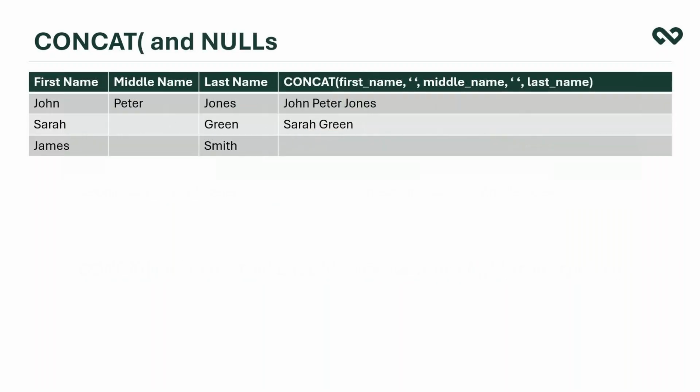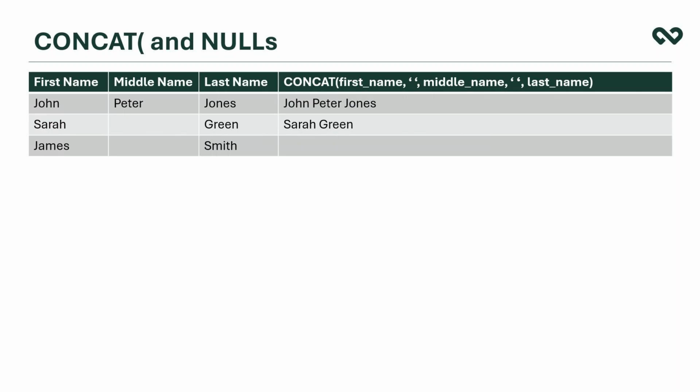There is something that you always need to watch out for when using that concat formula. On the screen, we have columns for people's first, middle, and last names, along with a concat formula to bring them together. You can see that this formula has worked for John, who does have a middle name, and for Sarah, who doesn't have one. However, it's not worked for James, who also doesn't have a middle name. The reason for this is that Sarah's middle name is empty or blank. This means that the database knows that it's empty and has a string value of 0.